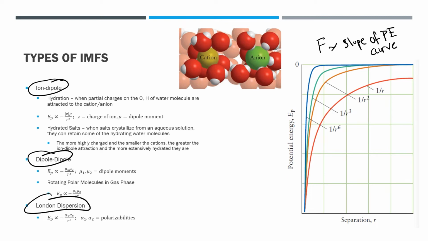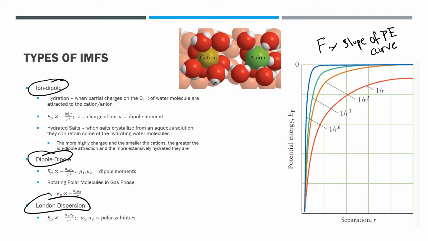Ion dipole, the classic case is hydration. So this is when we have a water molecule surrounding either a cation or an anion, and we can see in this picture, for example, the cation is surrounded by the oxygen parts of the water molecule because the oxygen parts are partially negative. The cation is obviously positive. And then the anion, it's reversed. We have the hydrogen parts pointing towards the anion, right? You should be familiar with this. This is kind of AP Chem review.